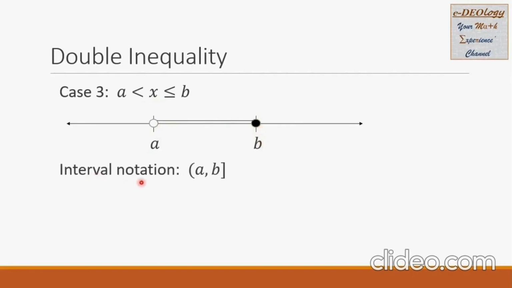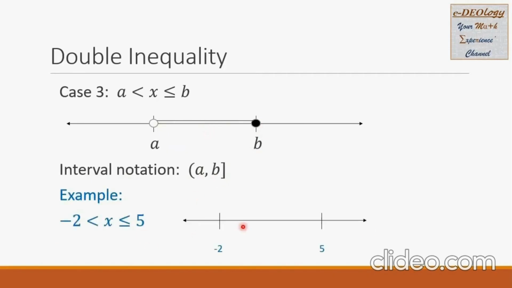For the interval notation, we put again the end numbers, the A and B. For the A, we use parentheses because A is not part of the solution set. For the B, we use the square bracket, which means B is part of the solution set.